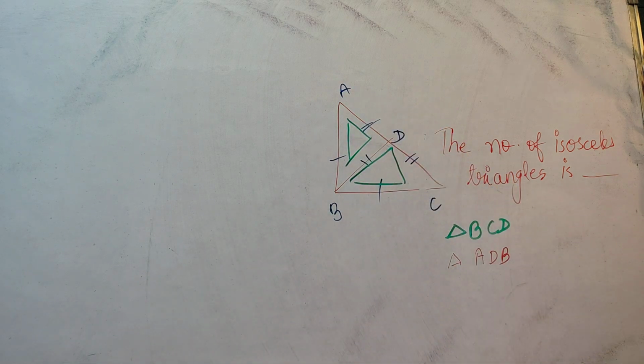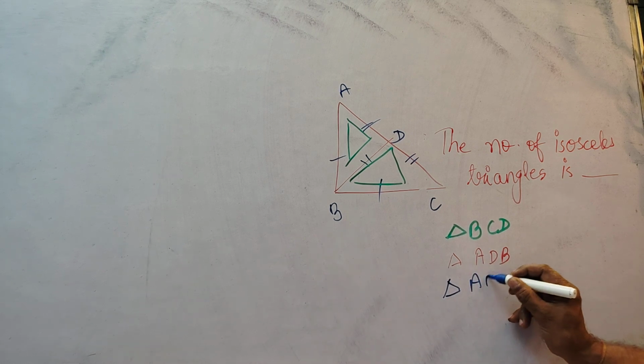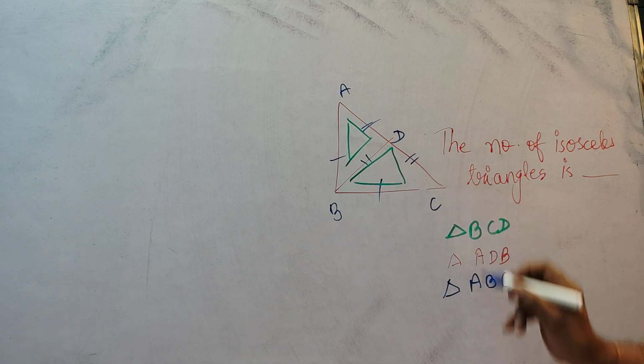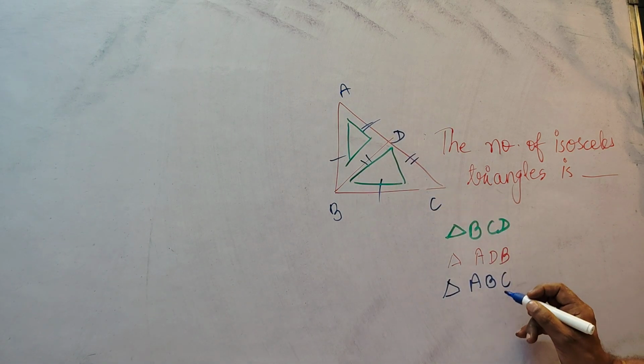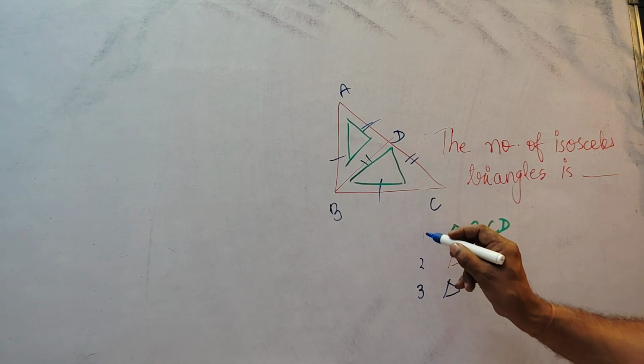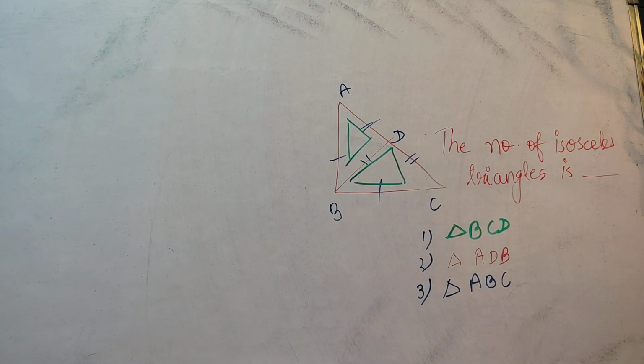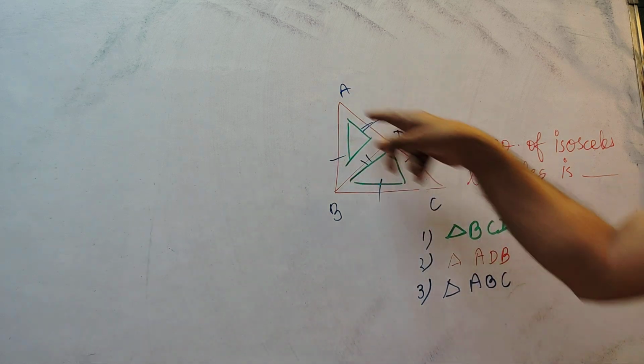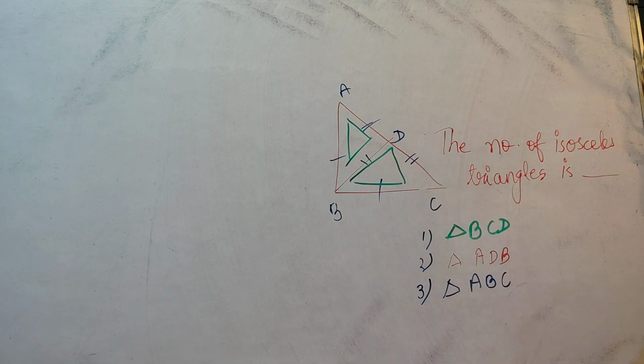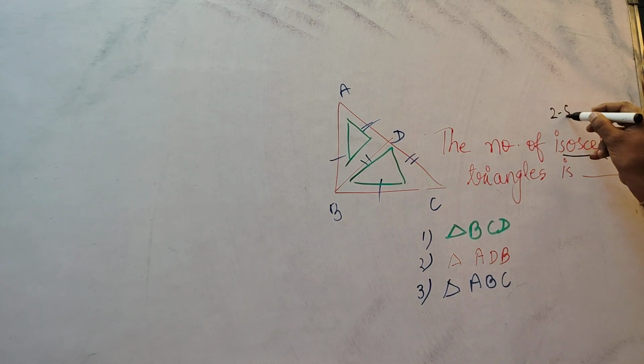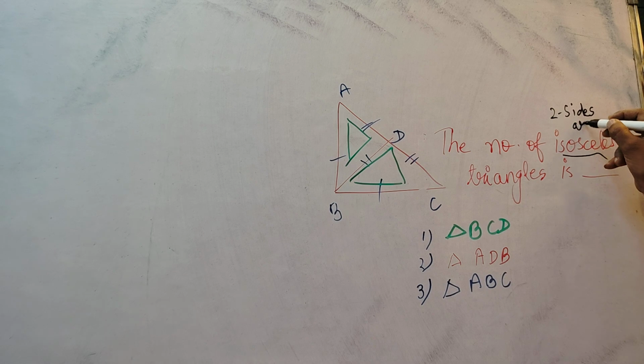And the third one is ABC also, triangle ABC, because it is given AB equal to AC, AB equal to BC. Isosceles means two sides of the triangle should be equal. This is the definition of an isosceles triangle. Of this type, there are 3 in this figure. Two are small and one is bigger. The bigger one is also isosceles because AB equals BC is given. That's why there are 3 possible isosceles triangles in the figure.